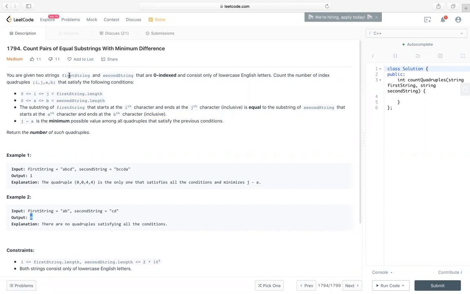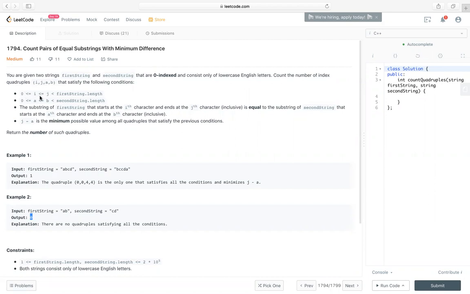So we are given two strings, first string and second string, and they are zero indexed and consist only of lowercase English letters. We need to count the number of index quadruplets i, j, a, b that satisfy the following conditions. So there are four conditions.